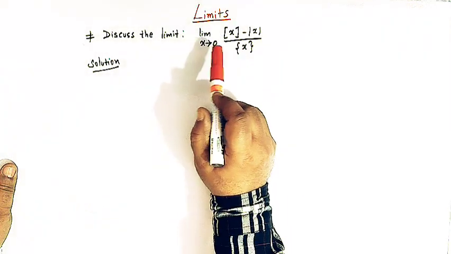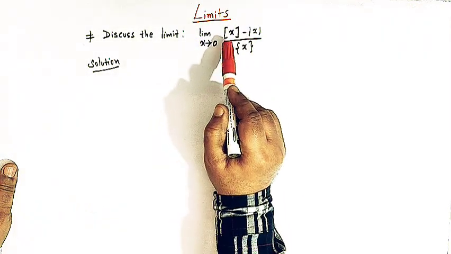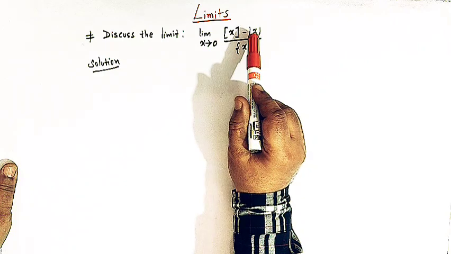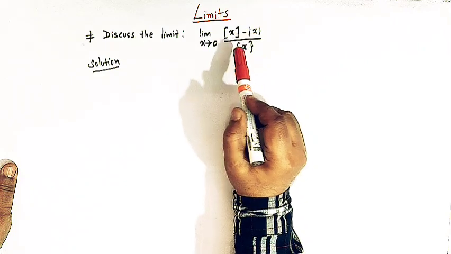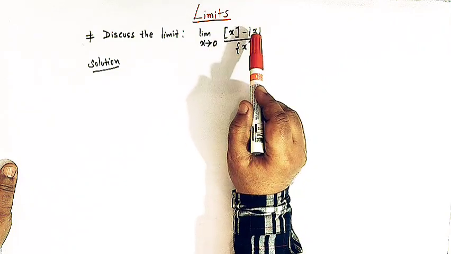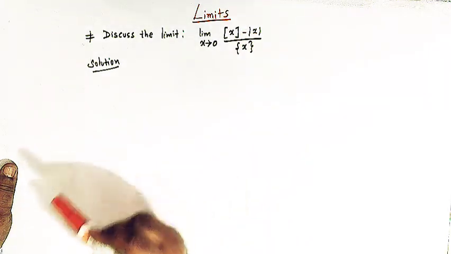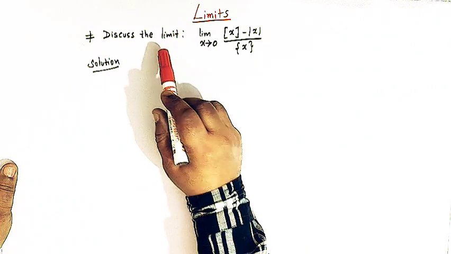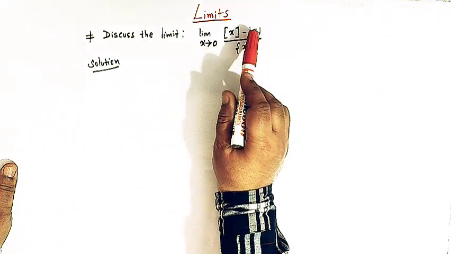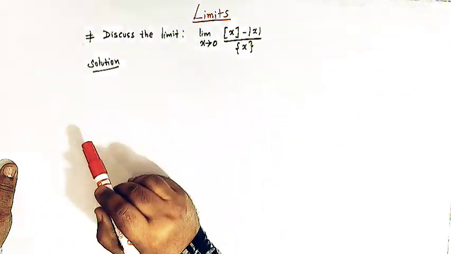The important thing about this limit is that we have three important functions of mathematics: the greatest integer function, the mod function, and the fractional part function. So here we have to discuss the existence of this limit when x tends to 0.